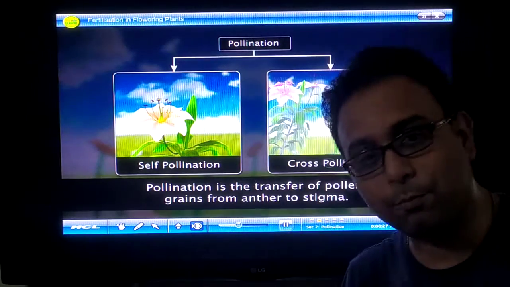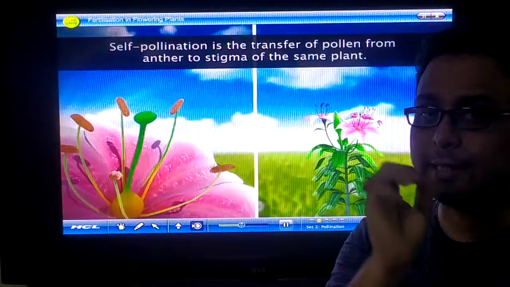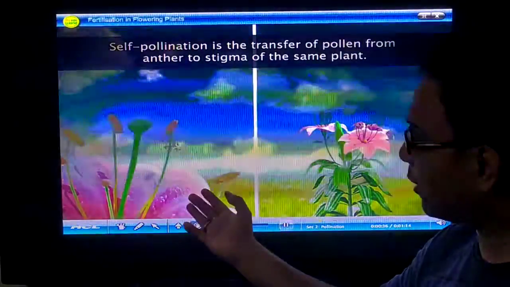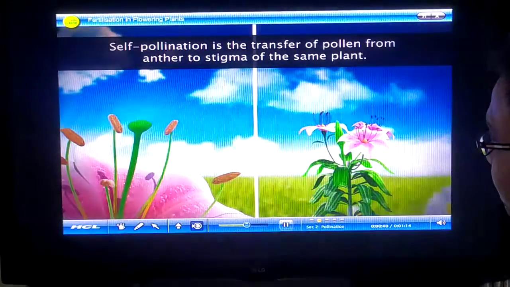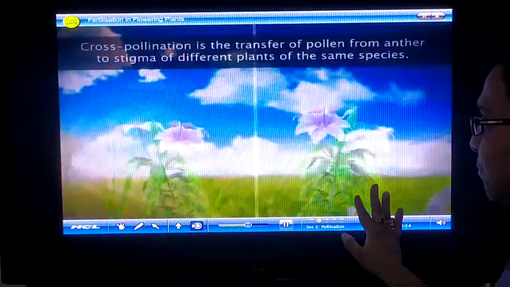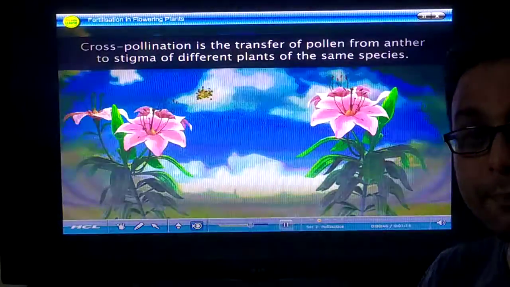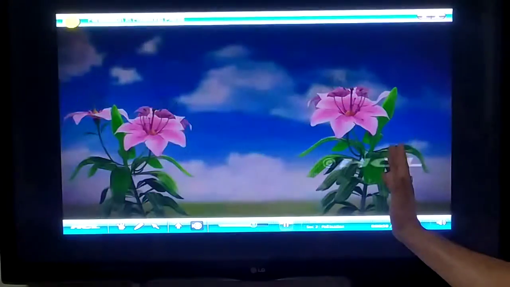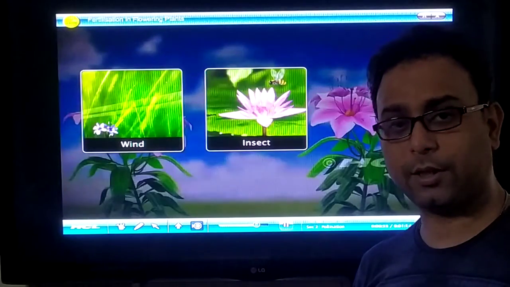When the transfer of pollen grains happens within a single plant, it is called self-pollination. Same plant, same flower, that is called self-pollination. If the plant is the same but the flower is different, that is also self-pollination. But if the plants are different, the pollen grains are transferred from one plant to another, and that is cross-pollination.